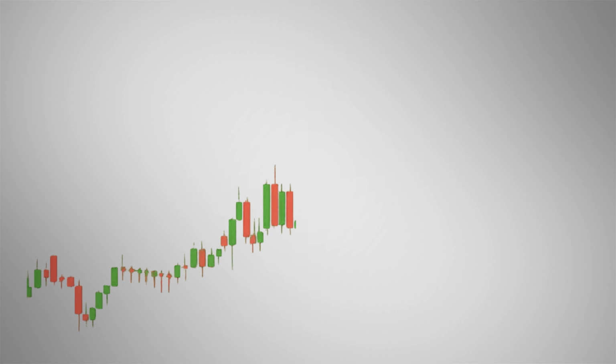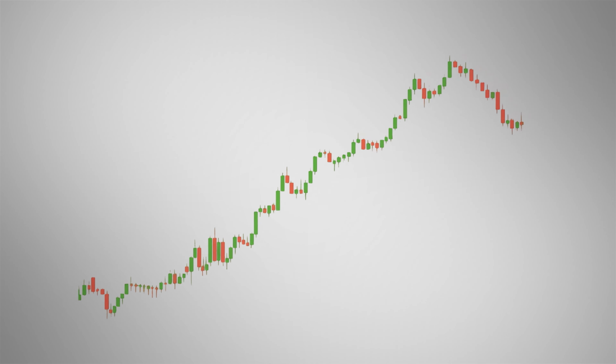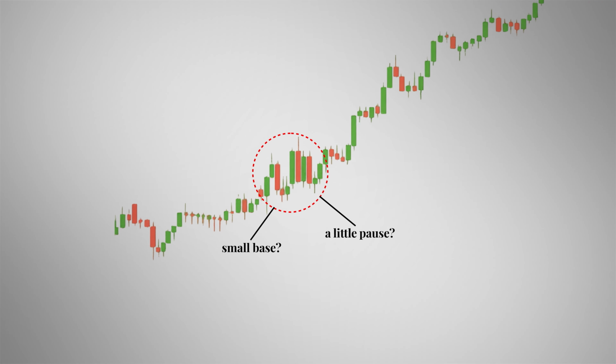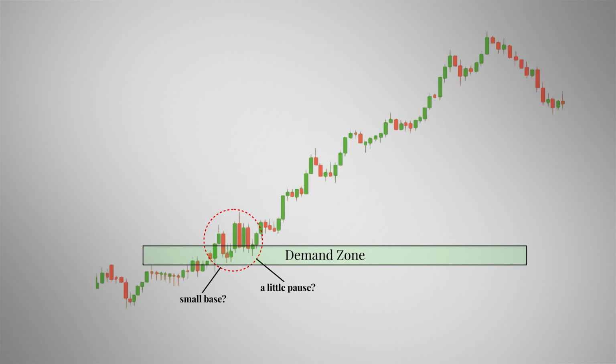Let's say price is on an uptrend, and it just made a very big push upward. Look at where that push started. Was there a small base? A little pause before the breakout. That is your demand zone. Now you can sit back and wait for price to pull back into that zone. If it gets there and you see signs of buyers stepping in, that's your entry for a beautiful long.